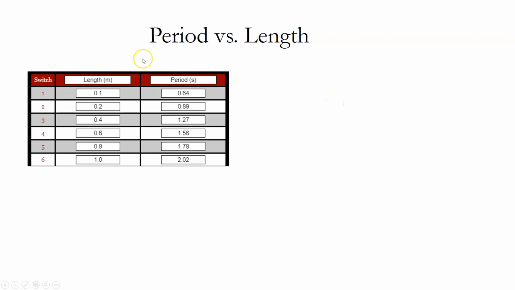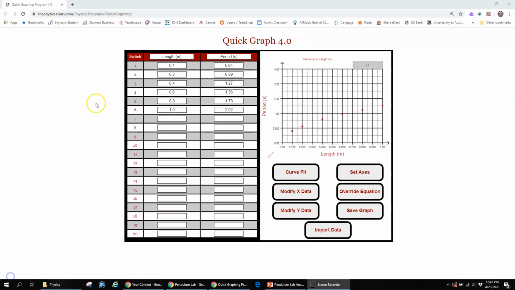The next day we investigated the period versus length. How does the length affect the period? As soon as you started taking data, you noticed that it was not like the previous day, and that in this case the length did have an effect on the period. So when we graphed that data, I'm going to switch over to the graphing program and run through that. And the data looks like this.